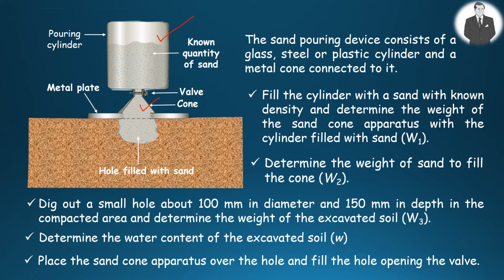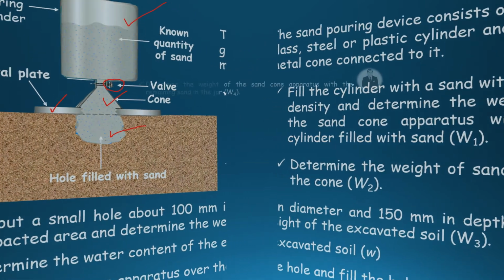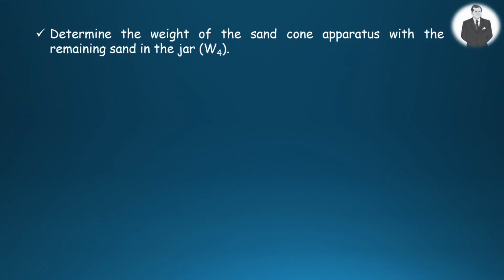And the sand cone apparatus is placed over the hole by means of a guiding metal plate, and the hole is filled with sand by opening the valve as shown here. The weight of the sand cone apparatus with the remaining sand in the jar after operation is also determined.